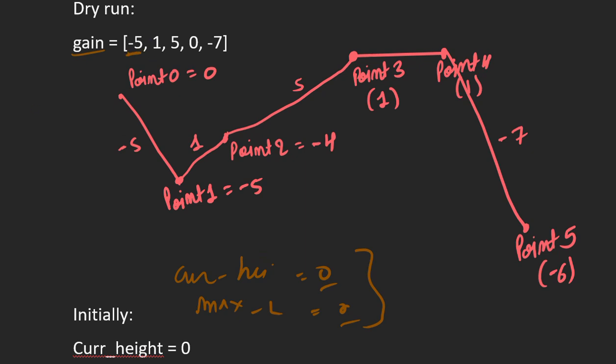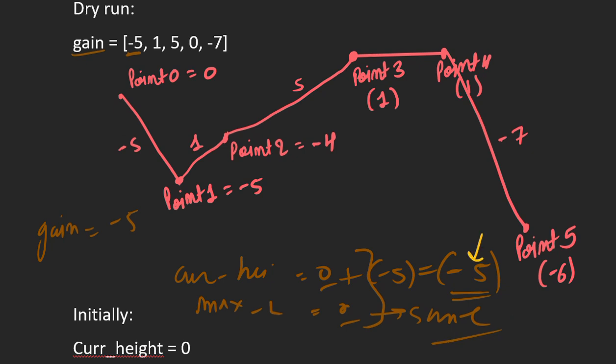Now we take the first gain, which is equal to minus 5. Using that gain we will find the height of the next point, so that will be the current height plus the gain, which gives us the next height as minus 5. Now we compare this height with the maximum height. This height is smaller than the maximum height, so the maximum remains the same. So this is the height of point 1. Now from point 1 to point 2, how much is the gain? 1. So we add that gain to this height, and we get the next height as minus 4.